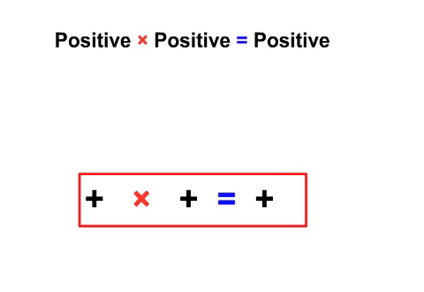So let's look at this in more detail. Let's go through each one step by step. The first one is positive by positive is equal to a positive. Plus times plus equals plus. Here's an example. Plus 4 times plus 7. Plus times plus gives us a positive answer. 4 times 7 is 28. In other words, the answer is plus 28.